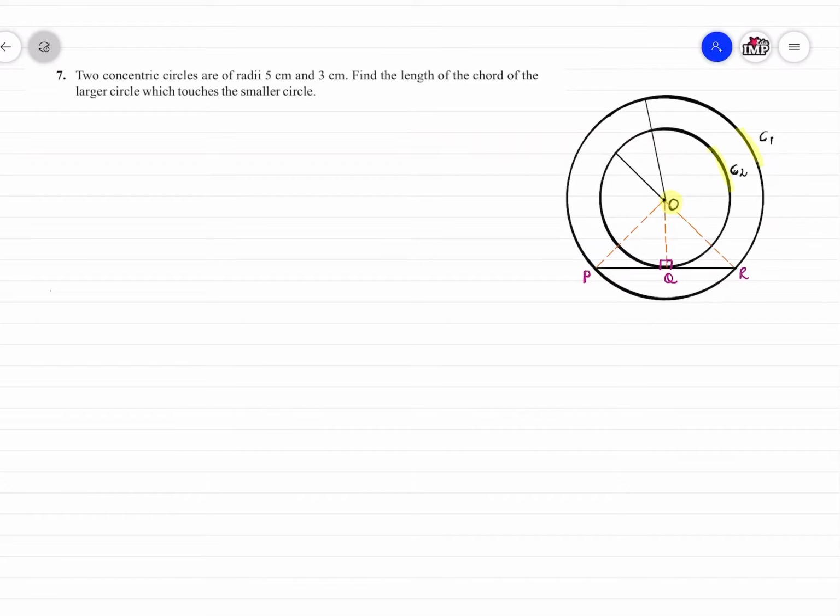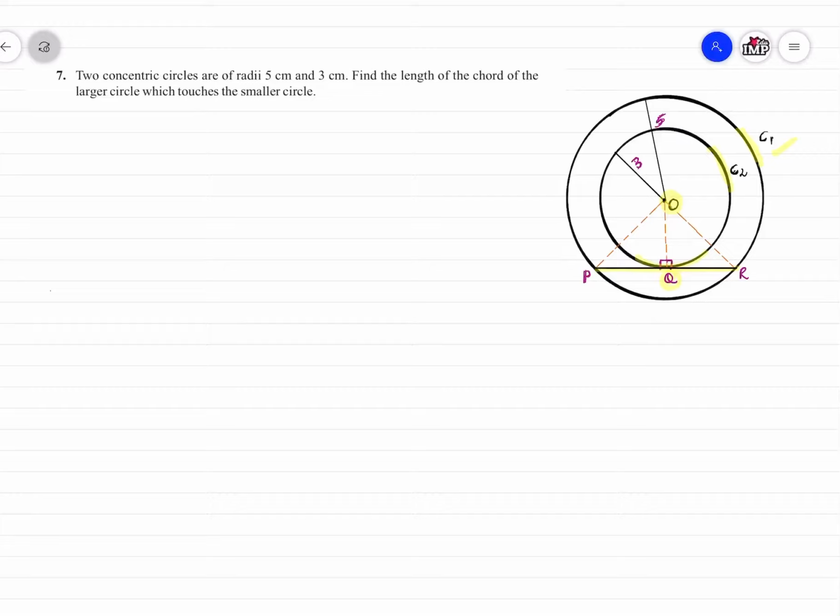And their radii are 5 cm and 3 cm. So this is 5 and this is 3, alright? So the radius of the circle C1 is 5 and C2 is 3, unit being centimeters. Find the length of the chord of the larger circle which touches the smaller circle. So in this case, PQ is the chord of C1, right? And it is touching the circle C2 at point Q. We are asked to find the length of PQ.